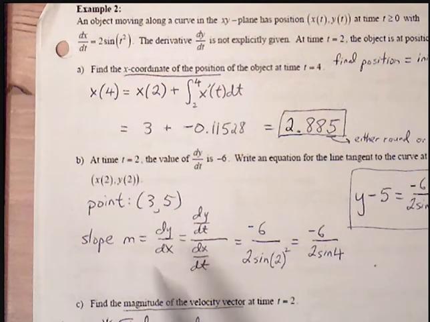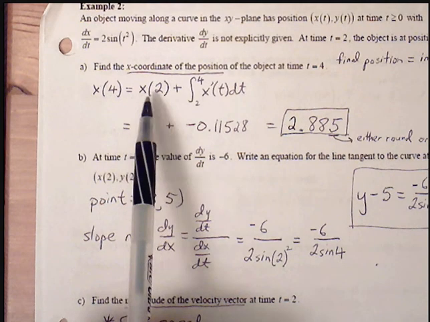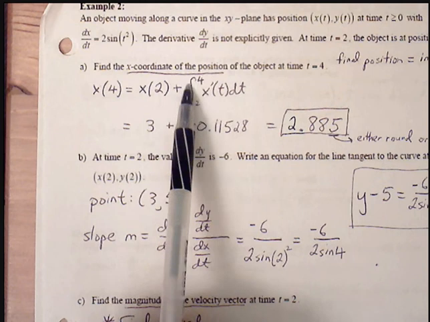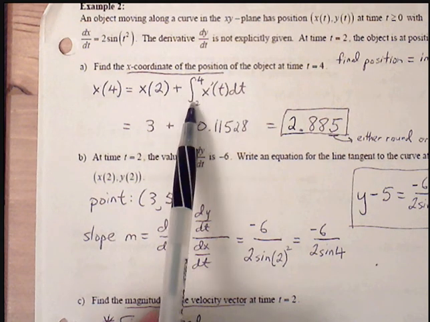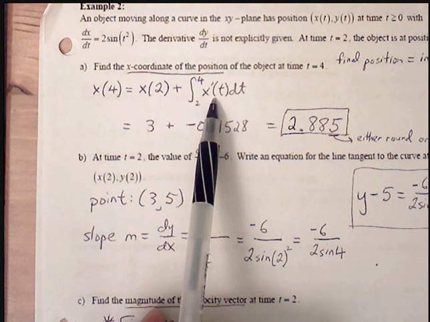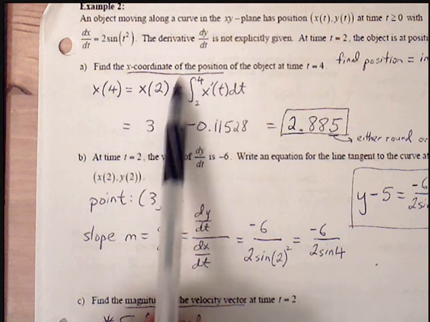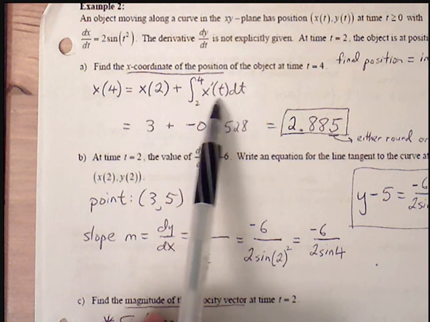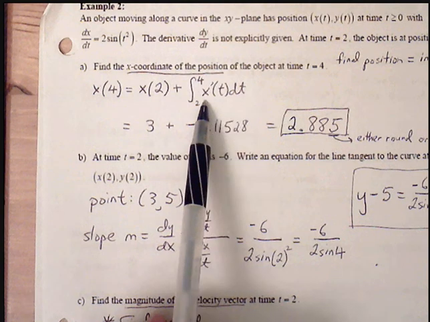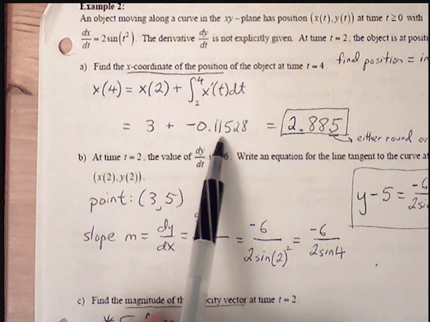So we're going to set up an equation. x of 4 is what we're after. x of 2 is our starting point. To get from x of 2 to x of 4, we're going to find the net change in position. So the definite integral from 2 to 4 of x prime of t dt. So we can use our calculator, find the definite integral from 2 to 4 of 2 sine of t squared, and that'll produce negative 0.11528.